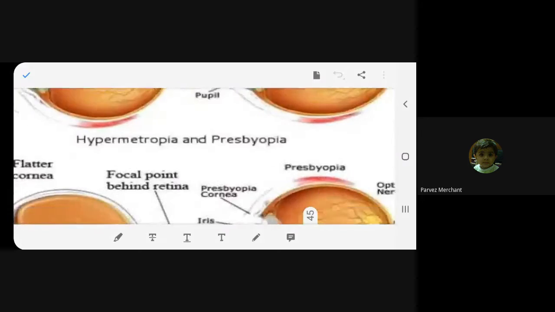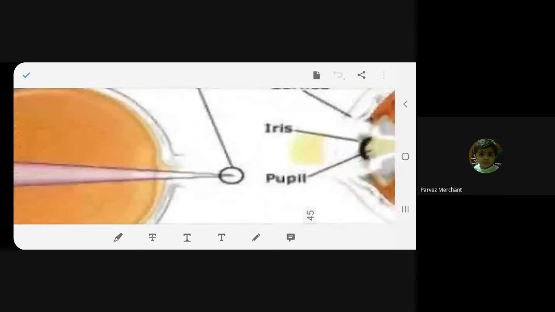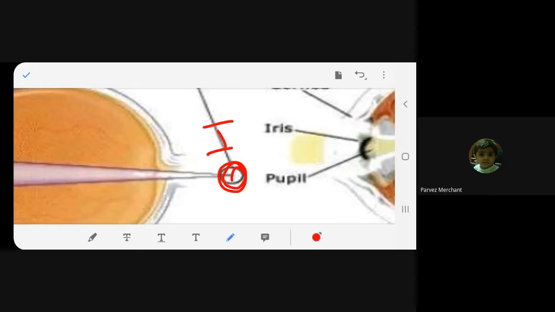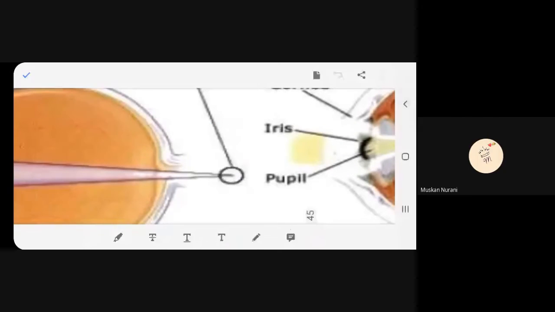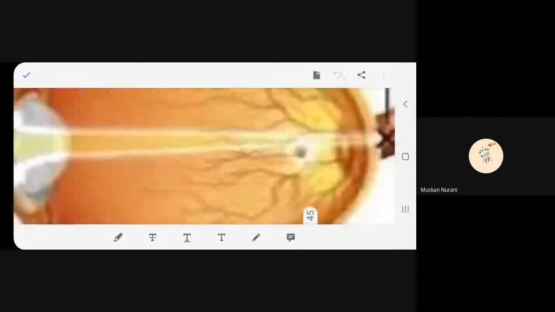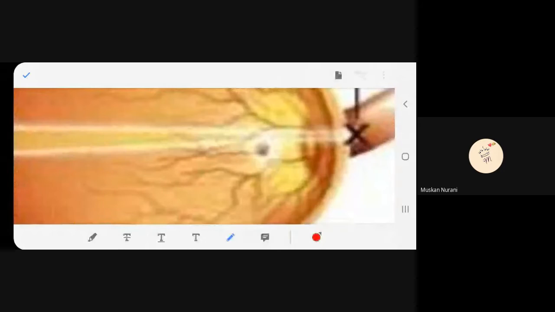Then we have hypermetropia. Where is the image, beta? Behind the retina. Understood? Then we have presbyopia. Just behind the retina. Can you see this? This is the retina. Just behind the retina is presbyopia.